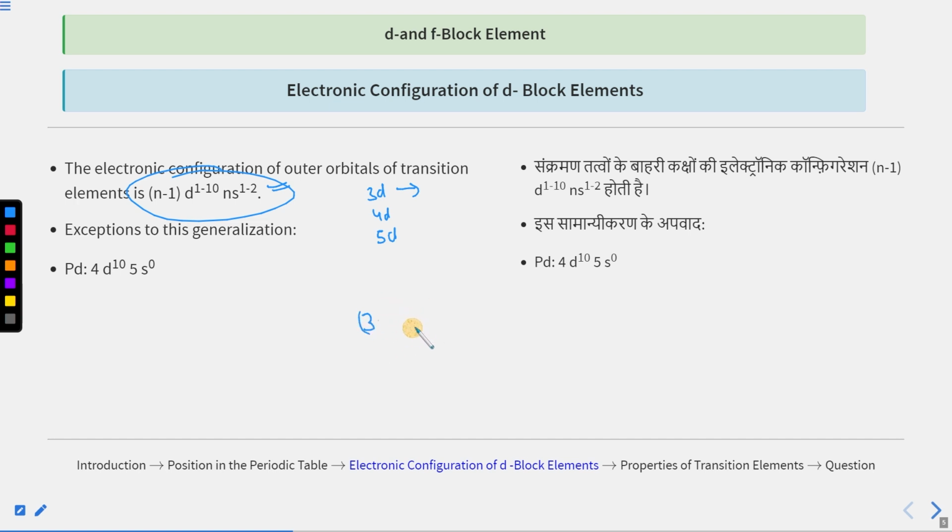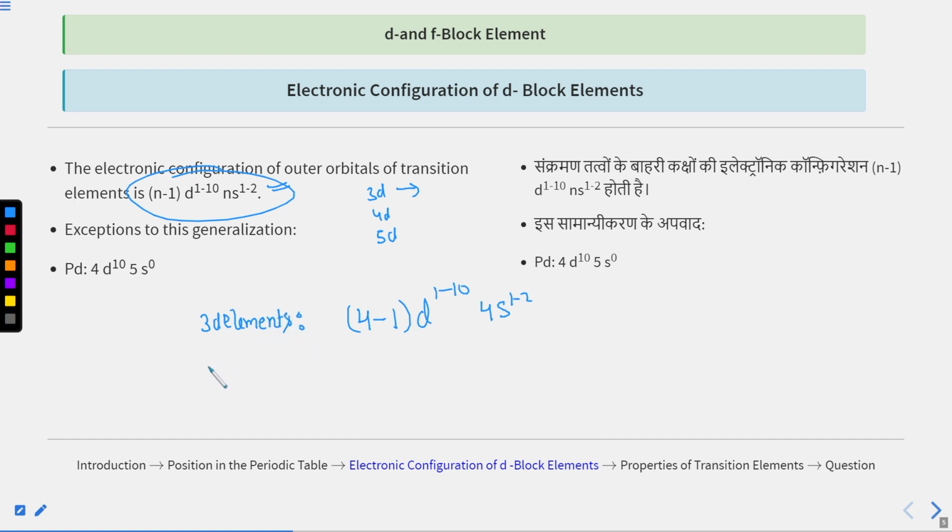Okay, so the n minus 1 value is given as 3. That means n is equal to 4. So 1 to 10. Now, next will be 4s 1. So this is for 3D elements.